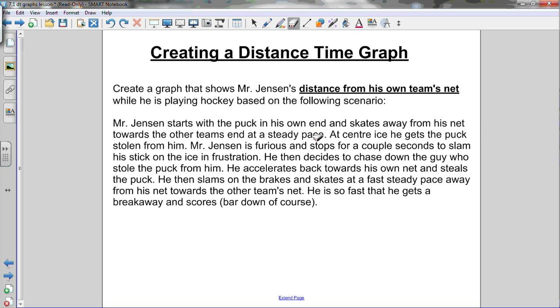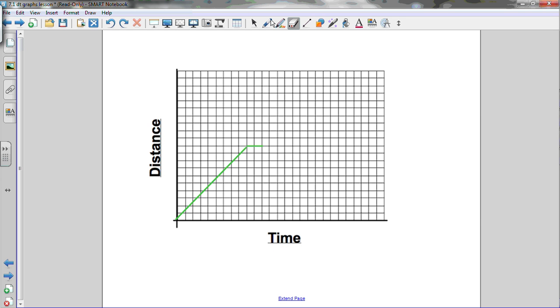Okay, so I stopped, slammed my stick on the ice. Now I decide to chase down the guy who stole the puck from me. So I'm going to accelerate back towards my own net. An acceleration, I know I'm going to have a curve. So an acceleration means that it starts off slow and then it gets steeper. So I'm going to start off slow, and then I'm going to accelerate. So it's going to curve down like that.